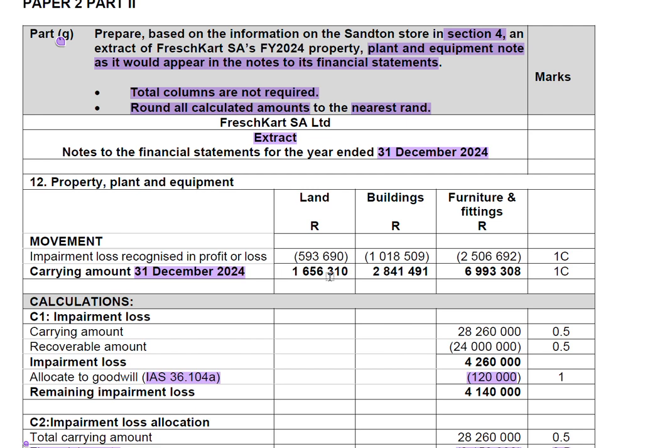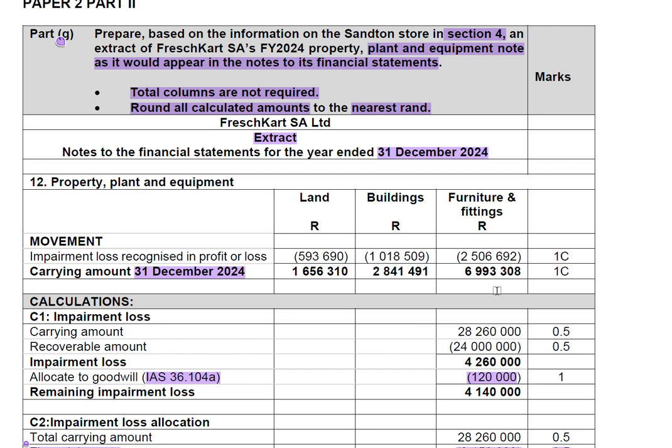How to get this balance? For the land, you are saying 2,250,000 less the impairment of 593,690, and you're left with a balance of 1,656,310. For the building, we had a balance of 3,860,000, and we calculated the impairment of 1,018,509, and the balance that we're going to be left with is 2,841,491.